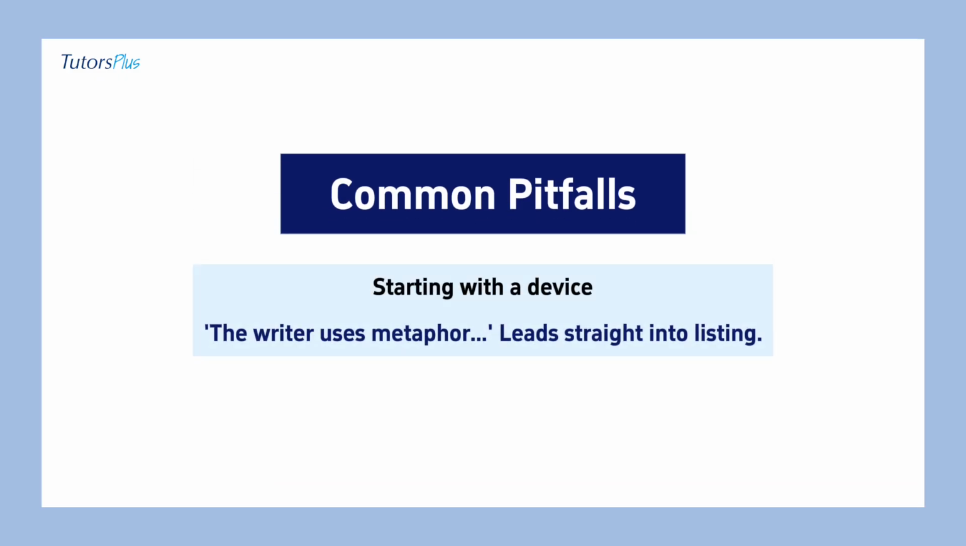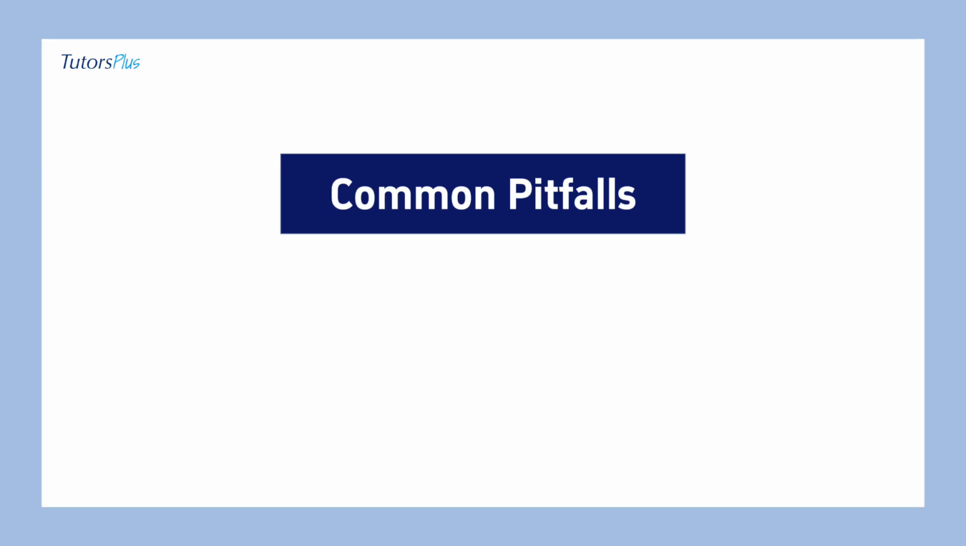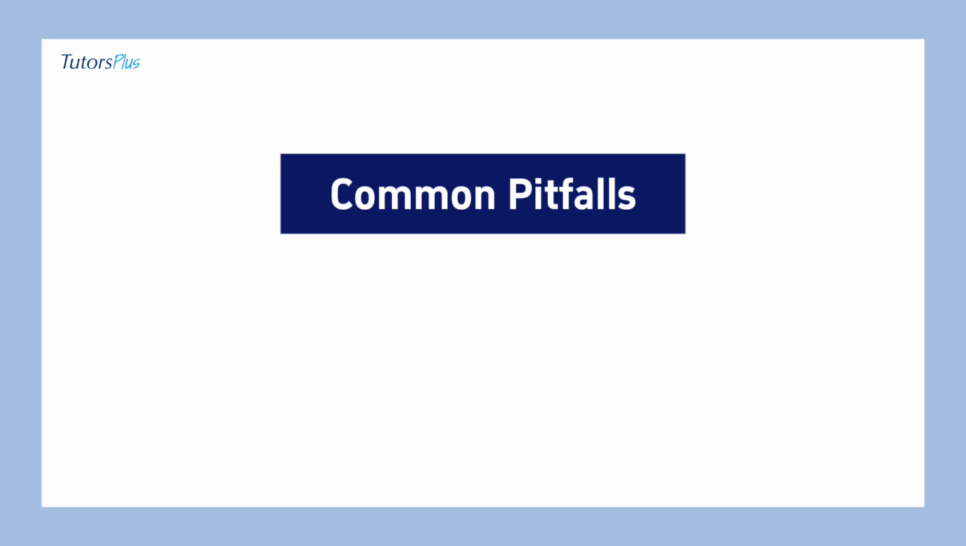Firstly, starting with a device. This is not an idea, it's not an aim. So if you start with "the writer uses metaphor," it leads straight into listing, another no-no. Or starting with a plot. "In this part, the narrator walks into the park," and so on. Again, it's not an idea. It's not describing what we're going to do. It's just describing what happens in the text.